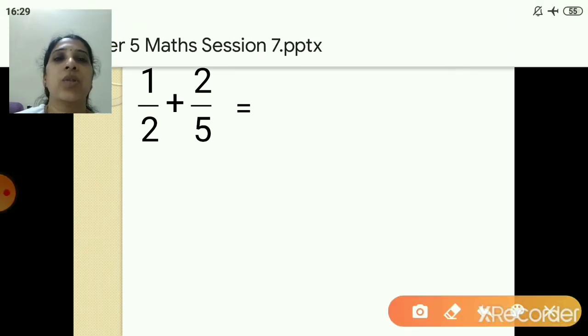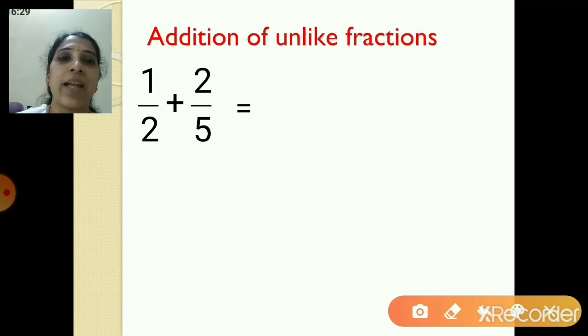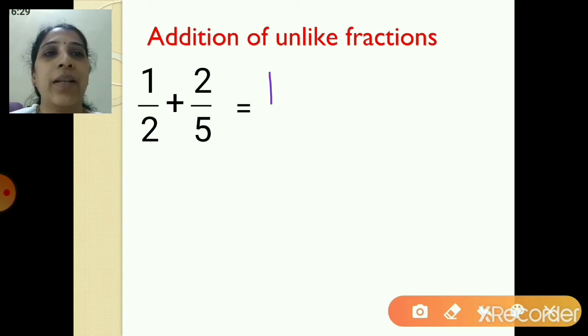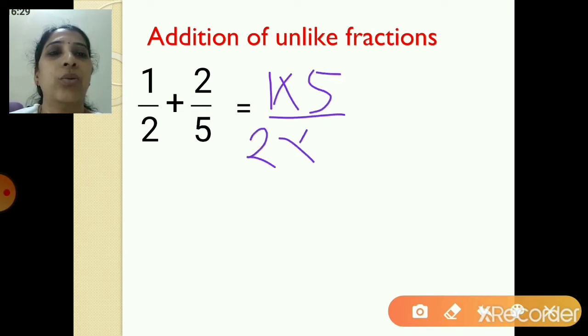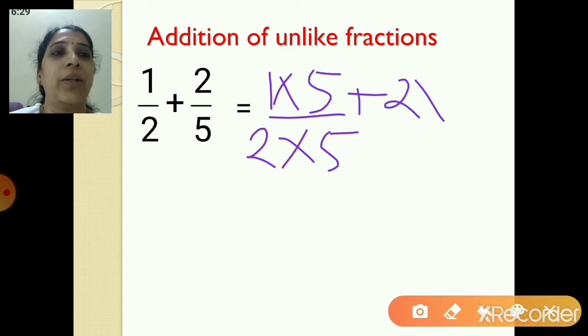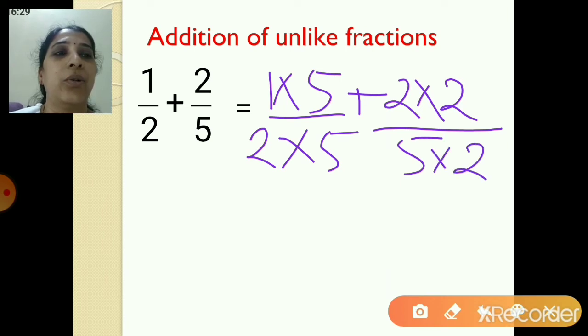Now you see both the denominators, 2 and 5. Neither 5 is divisible by 2, nor 2 is divisible by 5. So what will you do? You will carry out cross multiplication and then convert it into like fractions. So how will you write it, children? 1 into 5 upon 2 into 5 plus 2 into 2 upon 5 into 2.